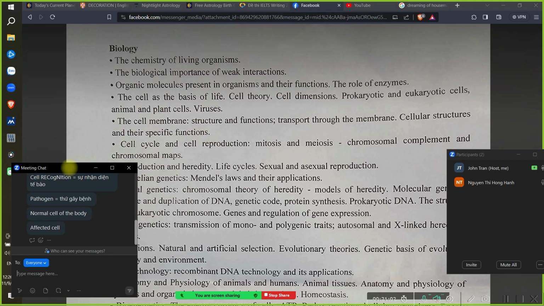And it also helps the cell to feel the surrounding environment. It also helps the cell to perceive the outside environment.